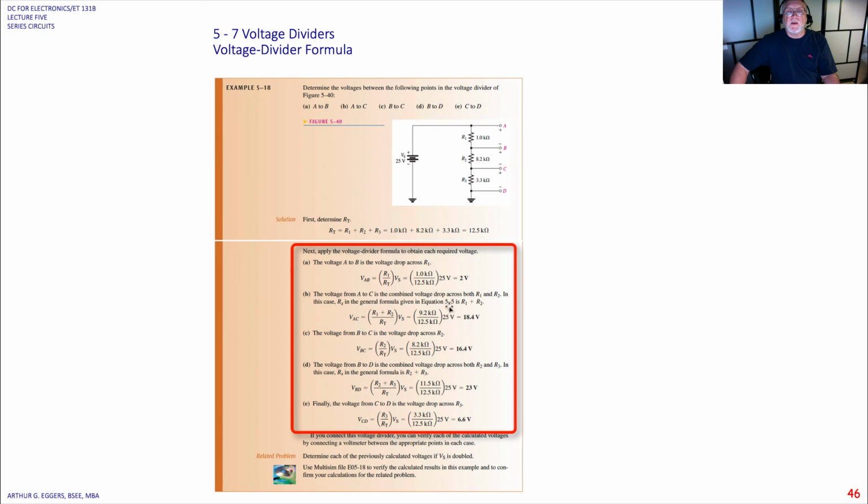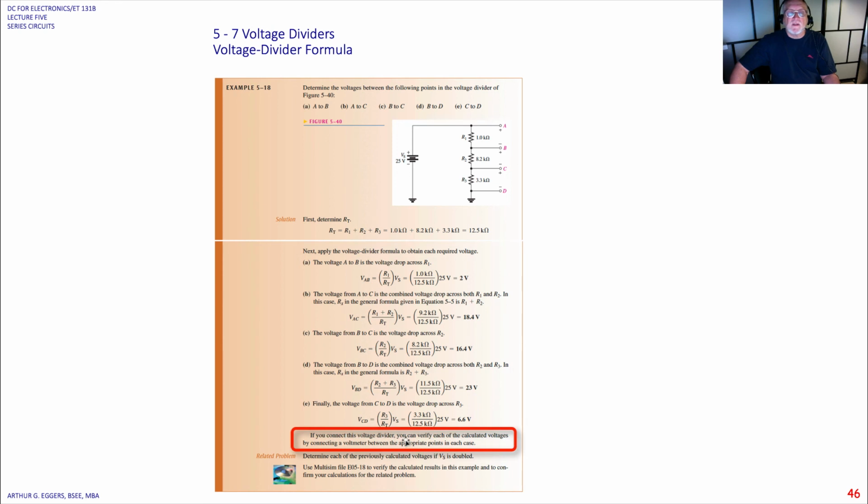In A to C, we end up with 18.4 volts. In VBC, B to C, we've got 16.4 volts. B to D, 23 volts. And C to D, 6.6 volts. If you connect this voltage divider, you can verify each of the calculated voltages by connecting a voltmeter between the appropriate points in each case.